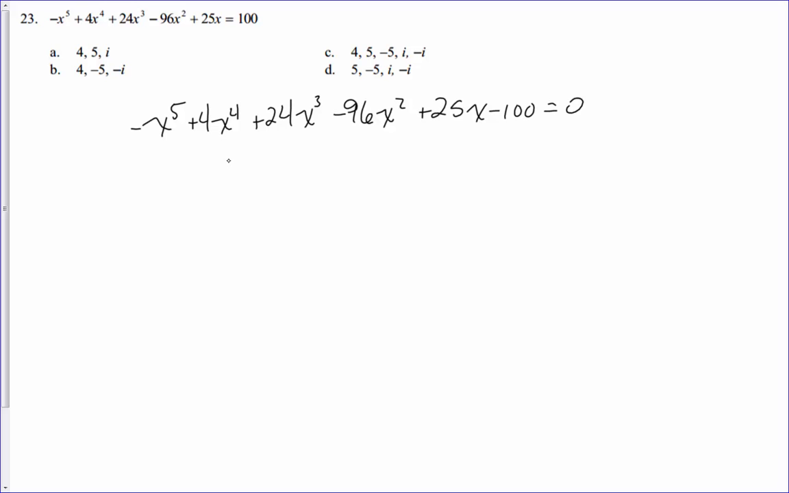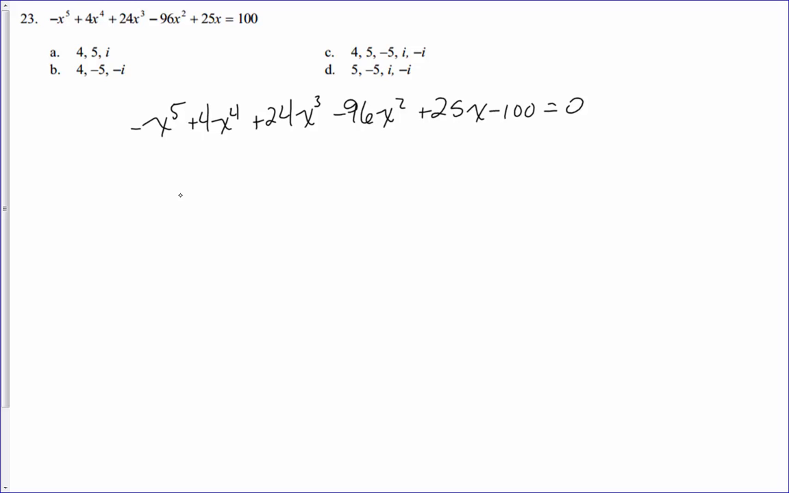All right, so here's what I would do. Normally, we would do the rational root theorem to find all our possible rational roots. Well, with our constant being negative 100, that's going to be quite a lot of possible roots. So what I would do is look here, and it's either going to be a 4, a negative 5, or a positive 5. Or it's going to have i and negative i.